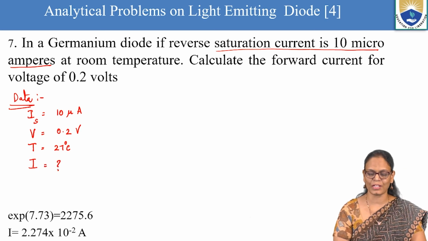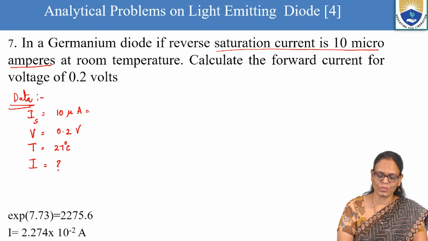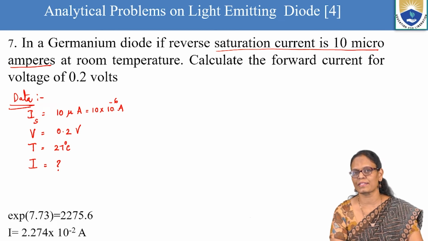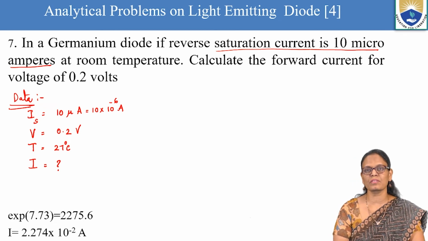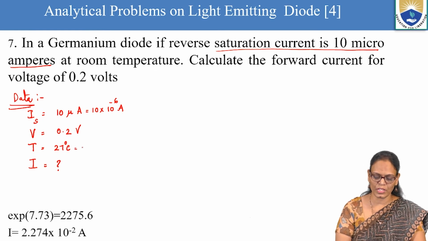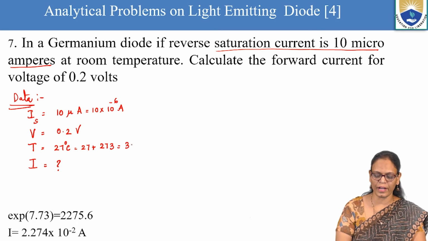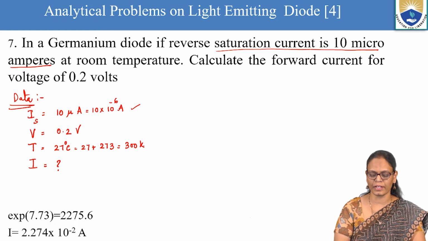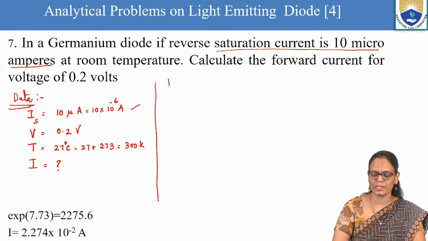I is equal to how much? So first let us do the conversions. 10 into 10 power minus 6 ampere. Micro is what? 10 power minus 6. And the temperature also we will express in Kelvin. So this will be 27 plus 273, that is 300 Kelvin. So we have the saturation current, 10 into 10 power minus 6 ampere, or we can straight away write it as 10 power minus 5 ampere, and the temperature is 300 Kelvin. Now we'll write the formula and do the substitution.